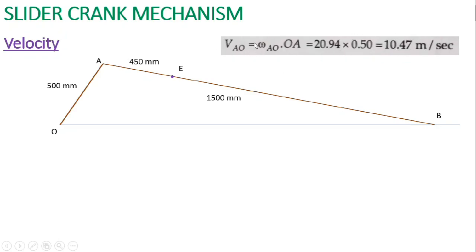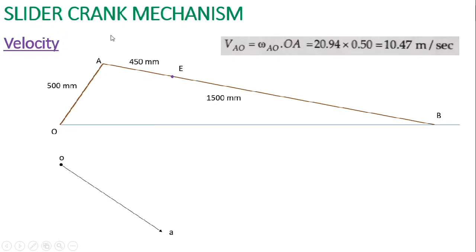Now this velocity AO we need to draw as the velocity vector, and we know the velocity vector will be perpendicular to that particular link. So the first step, we choose a point O. From this point O we draw this vector which is perpendicular to AO, and the length of the vector will be 10.47 meter. Here we can assume the scale as 1 meter equal to 1 centimeter, so 10.47 meter will be 10.47 centimeter. We have drawn this vector perpendicular to link AO. The end point of this vector I denote with small letter a.